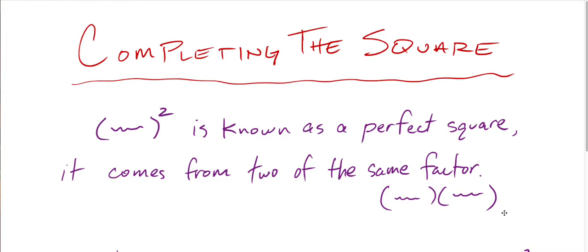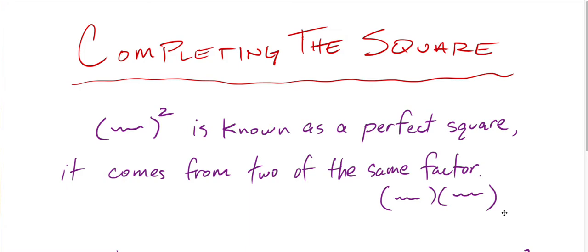Completing the square. So, big picture, we're going to be learning all sorts of different ways to solve quadratic equations. Any kind of equation that has a square in it is quadratic, and there's going to be a bunch of different ways to find the answers. Factoring was one way, and some people like that, some people don't.